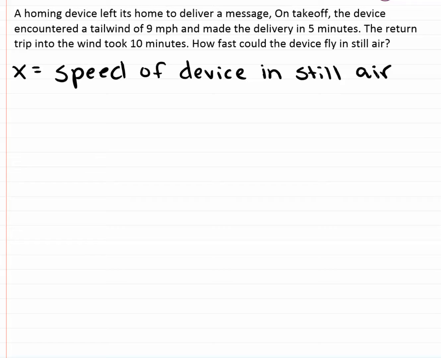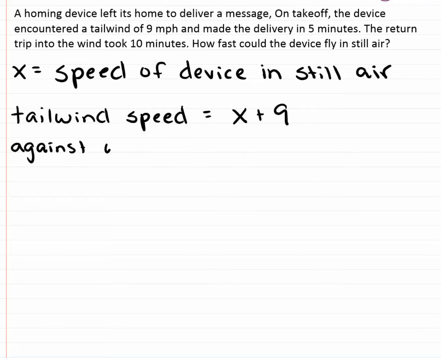All right, now we're told that on takeoff, the device encountered a tailwind of 9 miles per hour. So the device's speed would increase based on that 9 miles per hour. So when it's going into the tailwind, it's going to be x plus 9. And when it's going against the wind, the speed is going to be x minus 9 to account for going against the wind.